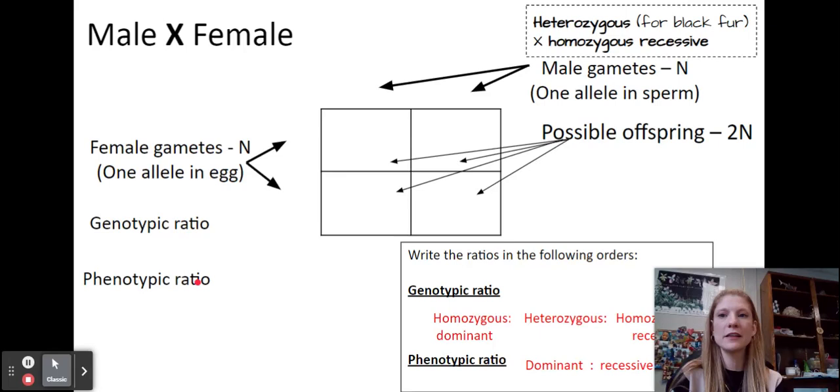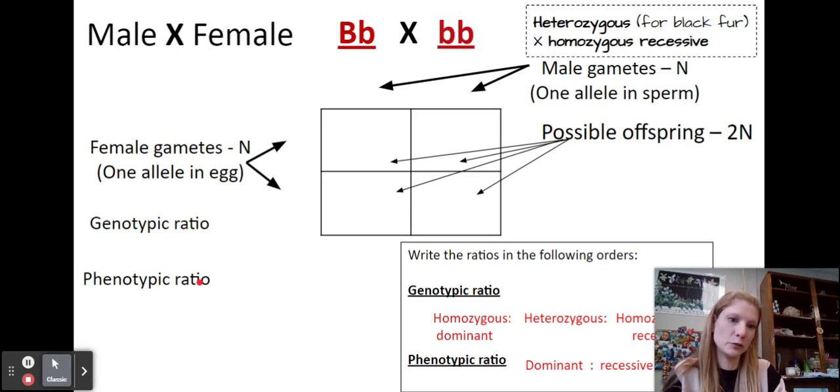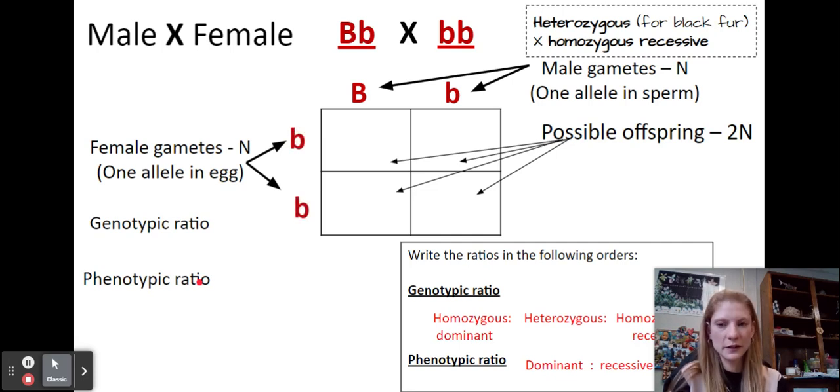So what we're going to do is the black fur color is dominant over white fur. So we're using capital B for black, lowercase b for white. The male's genotype is capital B, lowercase b because he's heterozygous. And the female is little b, little b because she's homozygous recessive. We're going to take that male genotype and separate the alleles along the top of our Punnett square. Take the female alleles and separate them along the side of the Punnett square.